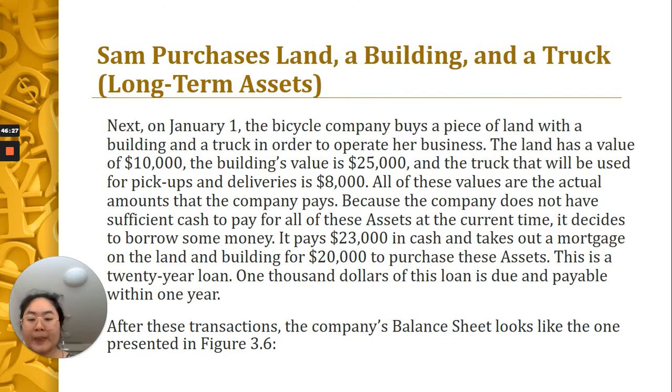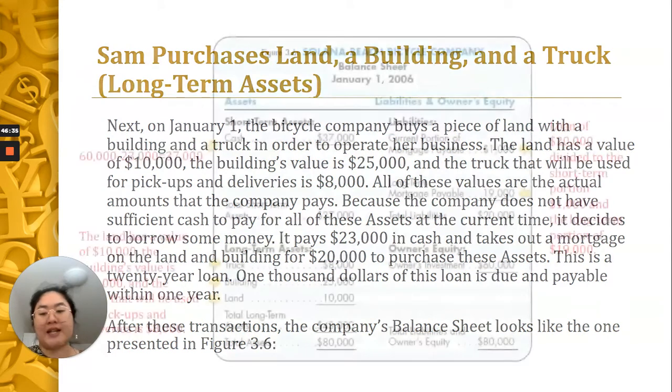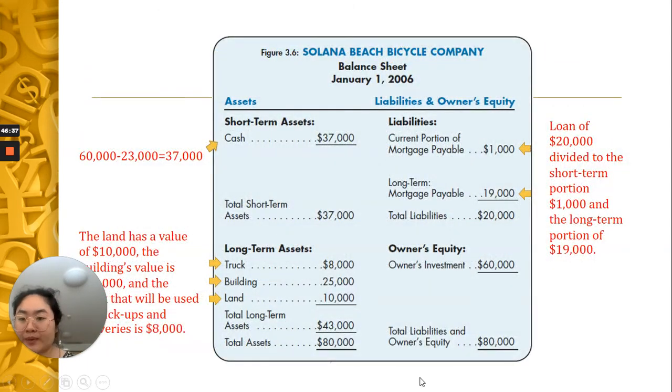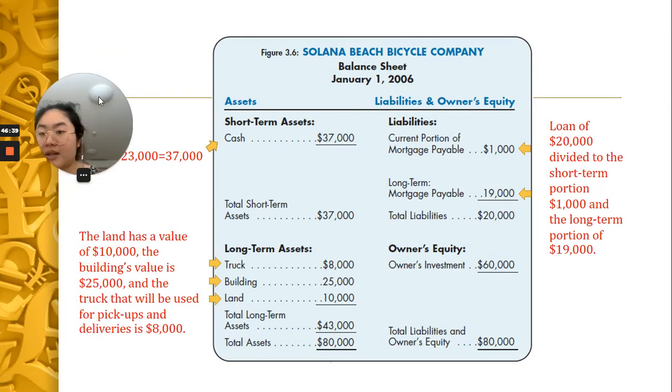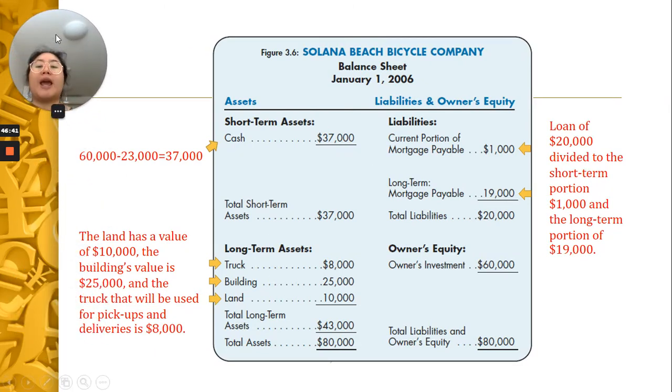So after this transaction, after this information, the company balance sheet will look like this. Figure 3.6 will be the balance sheet of the Solarnabis Bicycle Company, once again on the 1st of January.